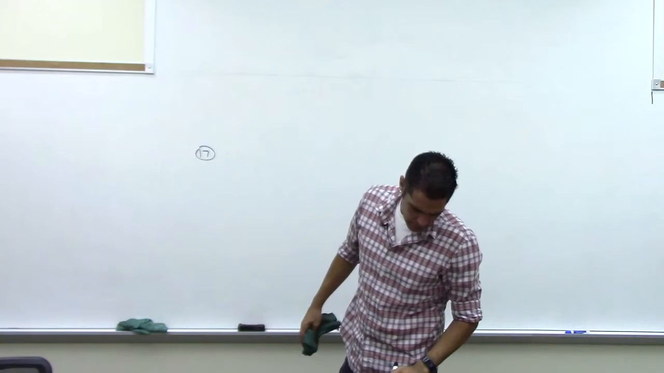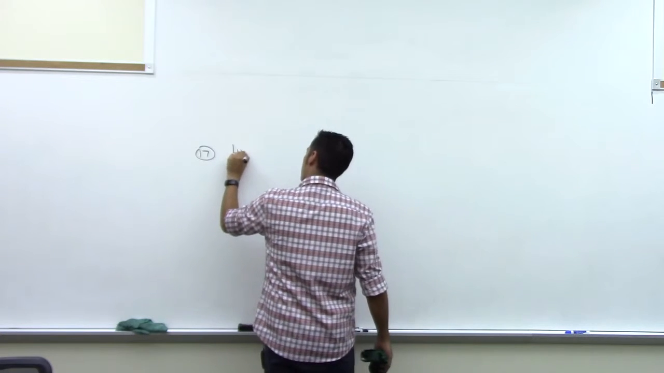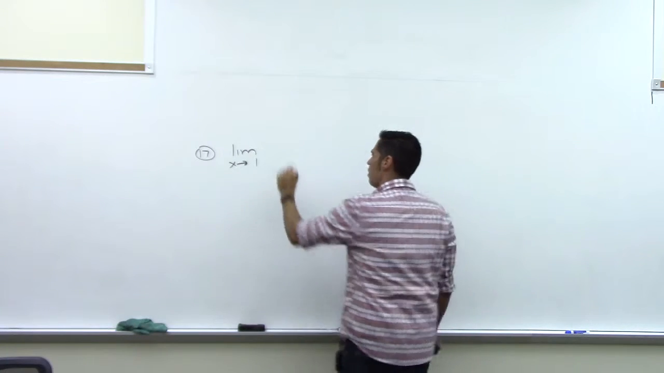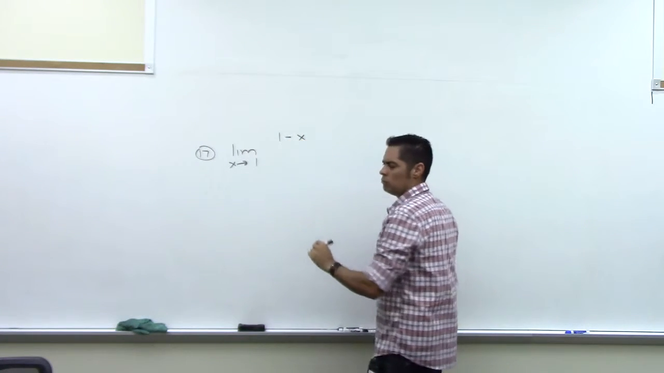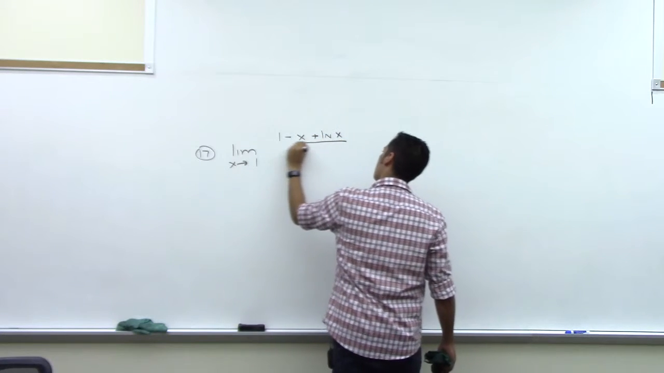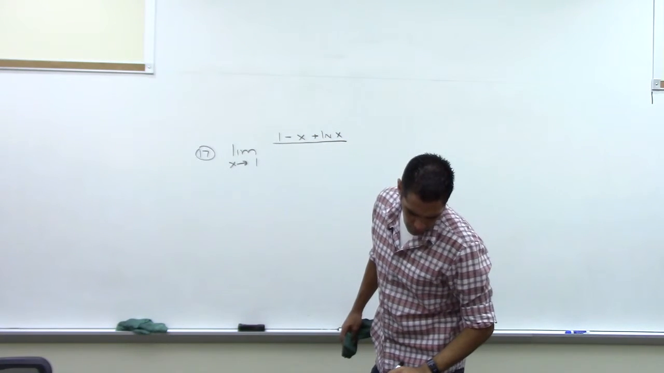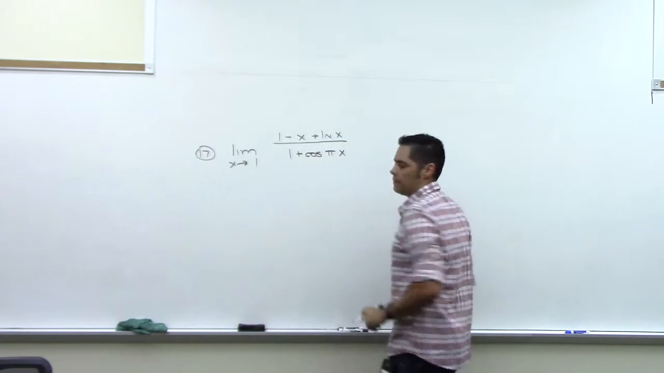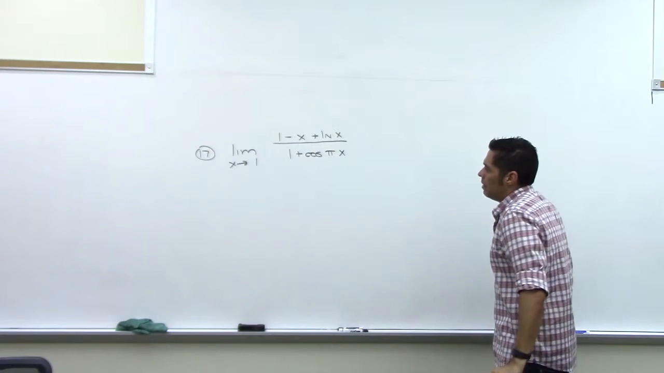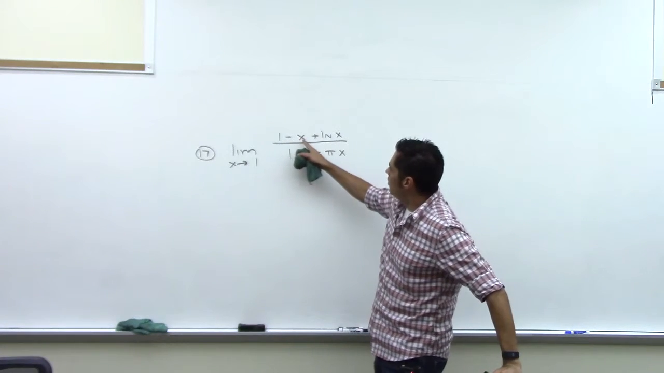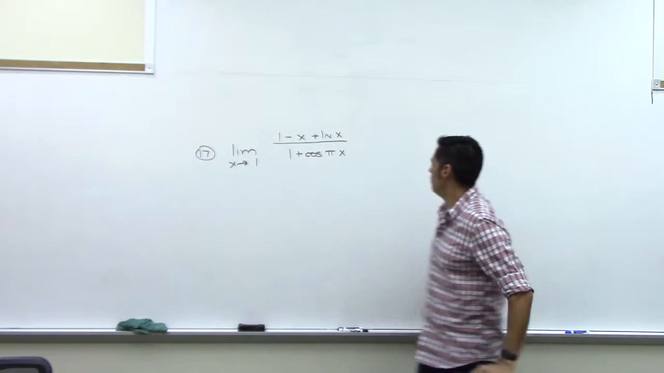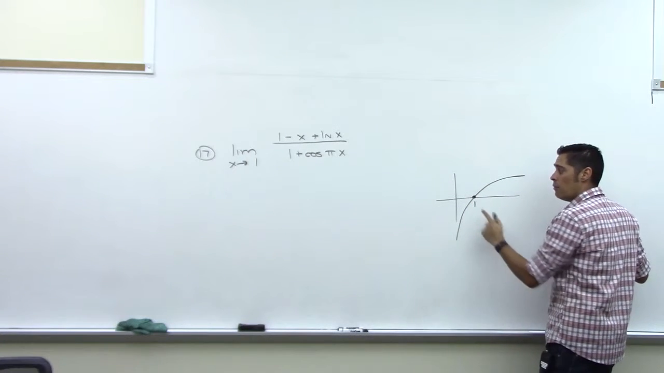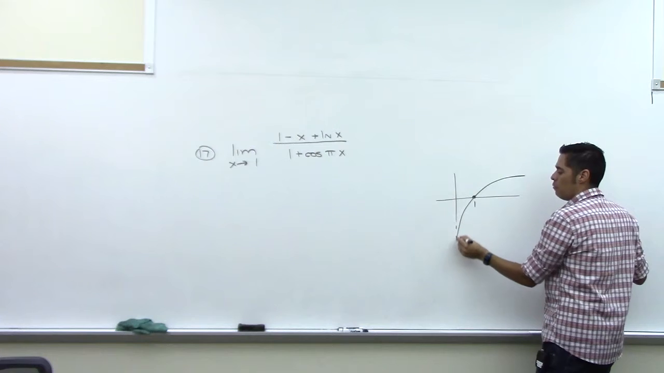Limit as x goes to 1 of (1 minus x plus natural log x) over (1 plus cosine pi x). All right, let's let x go to 1. 1 minus 1 is 0. Natural log of 1, you better know this. Natural log of 1 is 0.